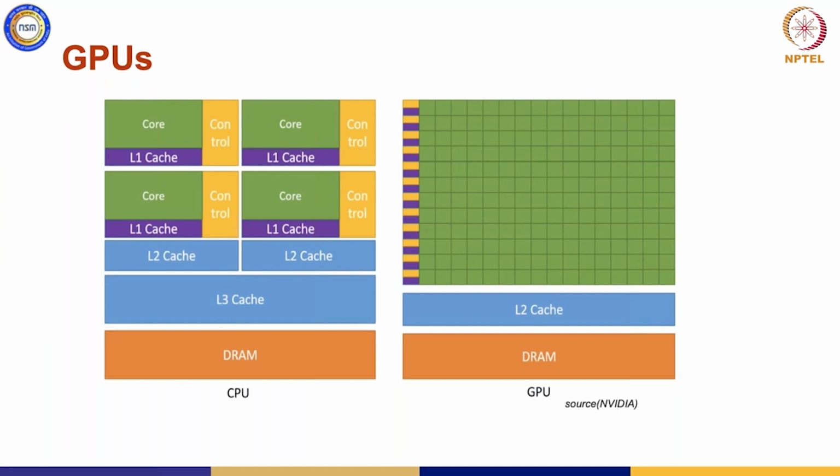The way in which these are used for massively parallel applications, the way in which they are programmed, are a bit different. Not going into the details of them, but this is how the difference lies between the CPU architecture and the GPU architecture. So massively parallel programming is supported by GPUs.